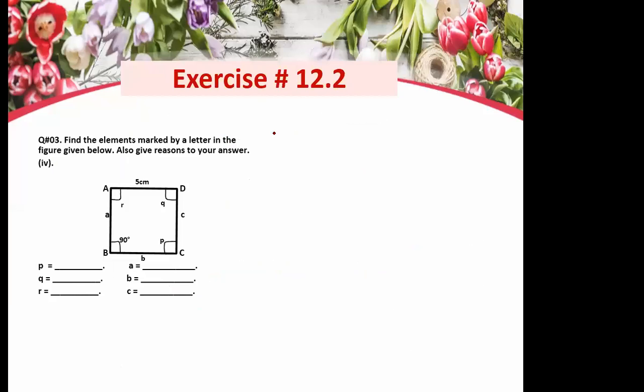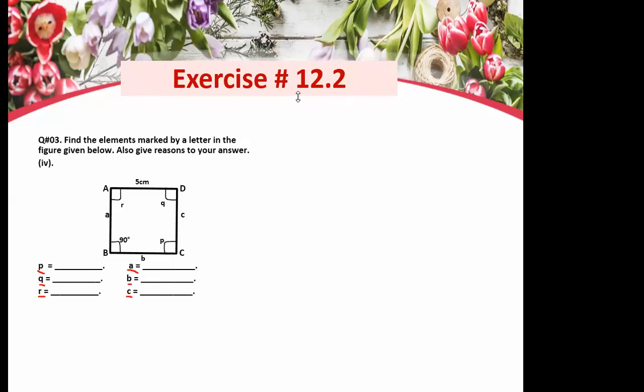Now, move on to exercise number 12.2 again, and the question is the same. What you have to find here are again different elements. What elements are here that you have to find out? P, Q, and R, and A, B, and C. But before that, you have to identify which shape this is.